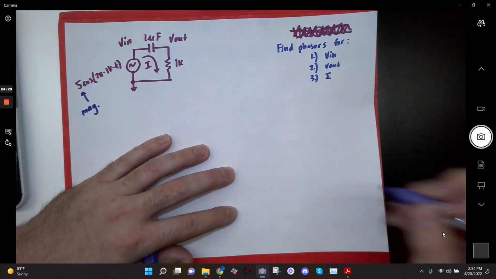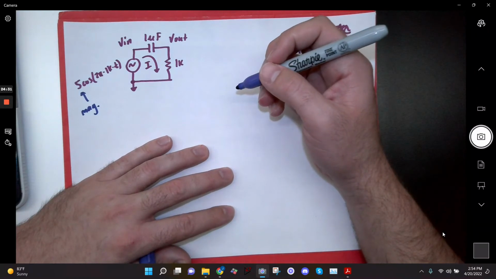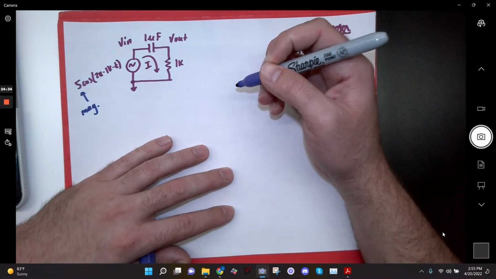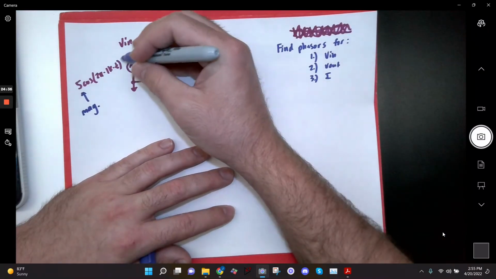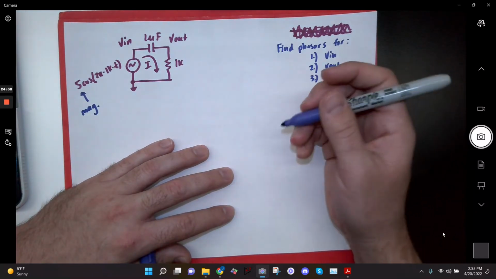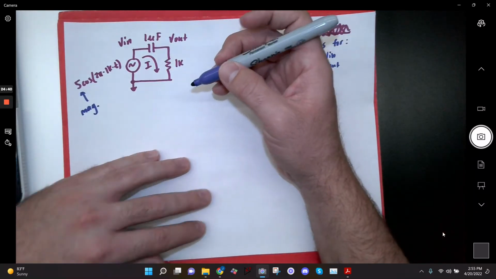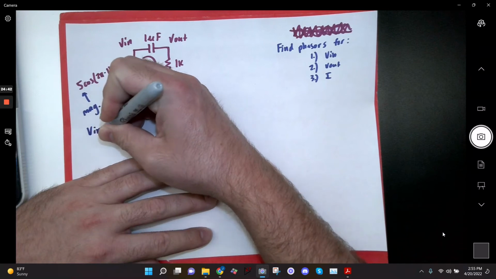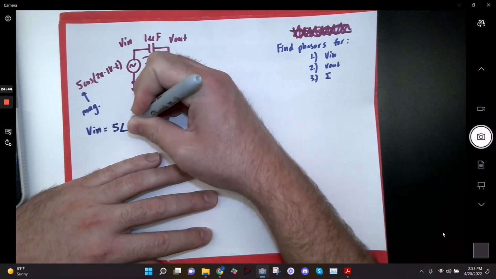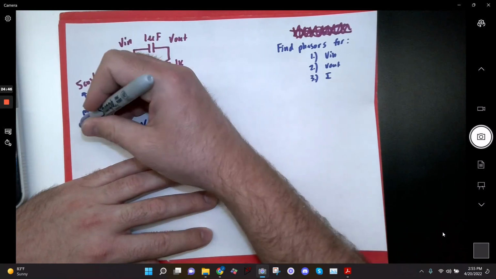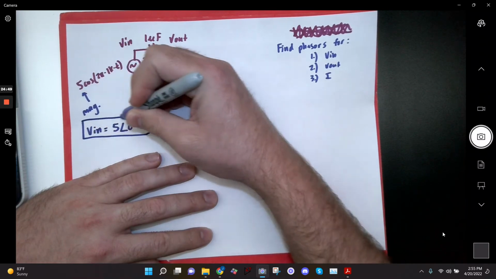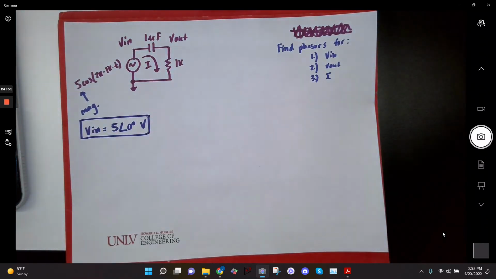That's right, so that's 5. And then what's the phase? It's 0. It's 0 because I don't have anything there, so it's basically plus 0, right? So for V in, my phasor is just 5 angle 0 degrees volts. All right? That's my V in. I'm done with V in.